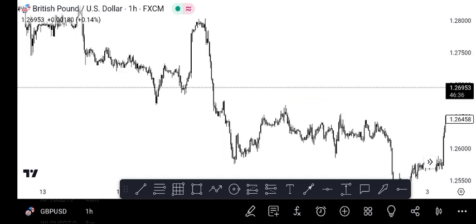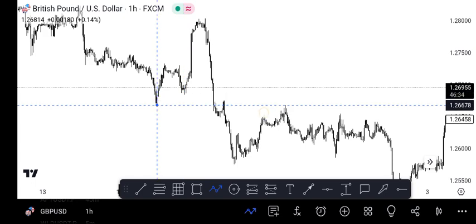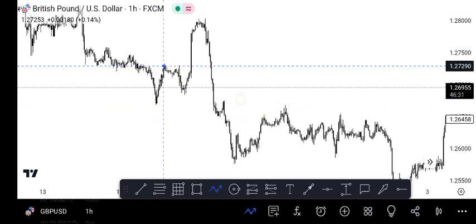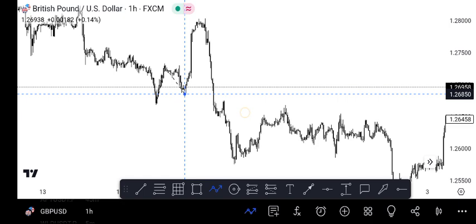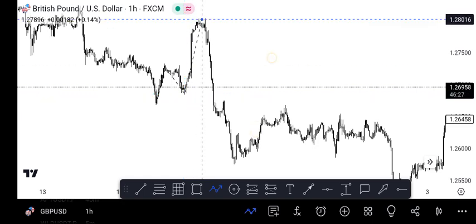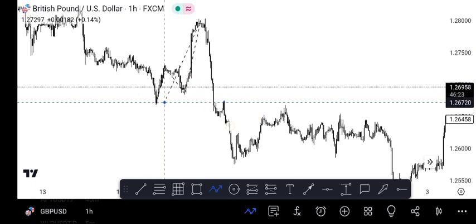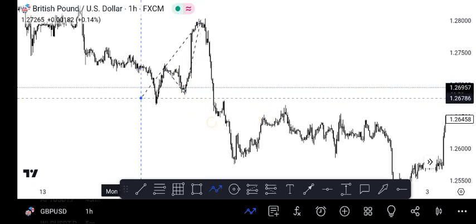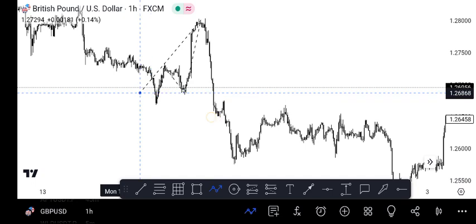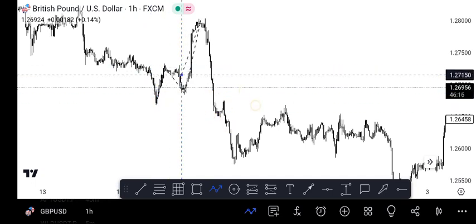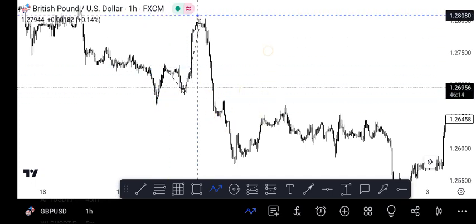So now we've seen the market move from here, giving us a swing low, a high, a low, and a high. Okay? Now, this entire zone is our level of what? Support. Why? Because price bounced off from here in an aggressive manner.